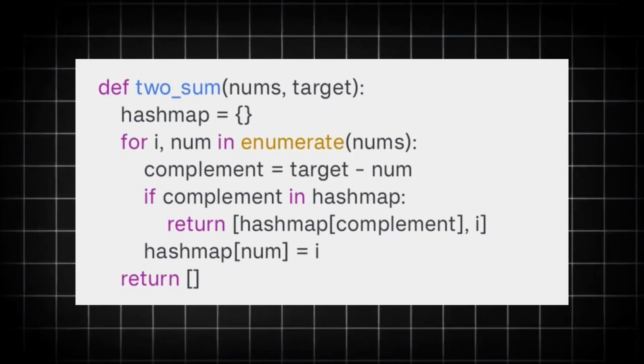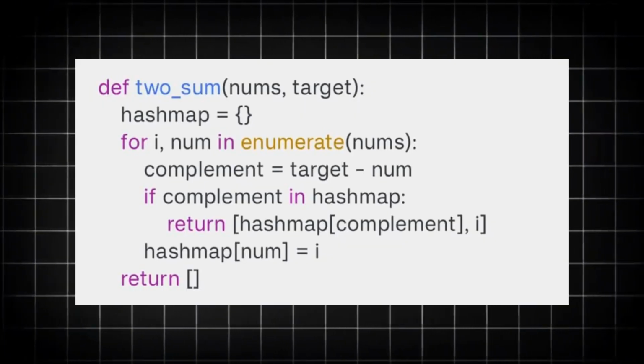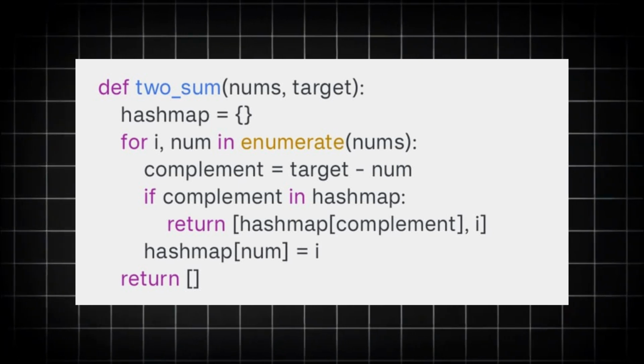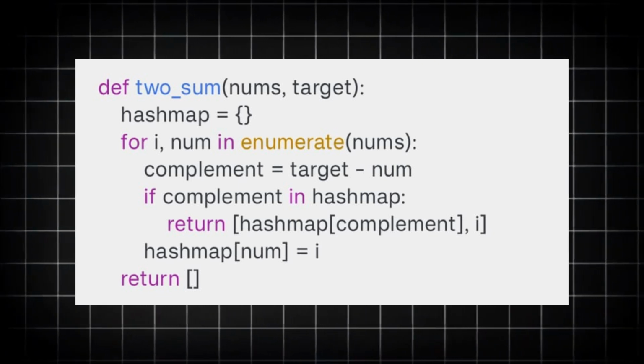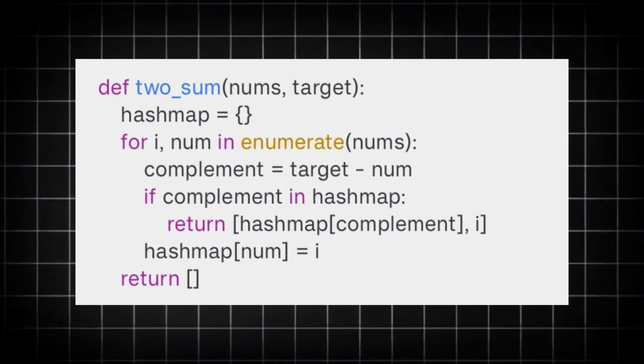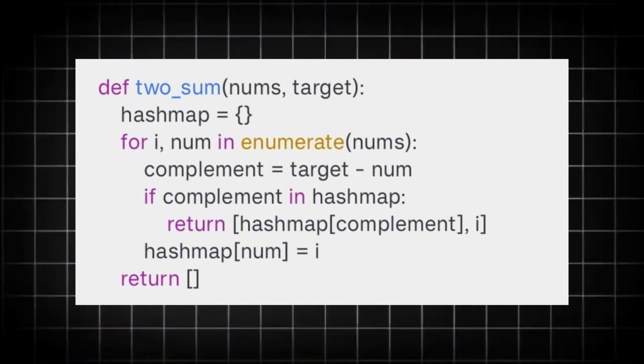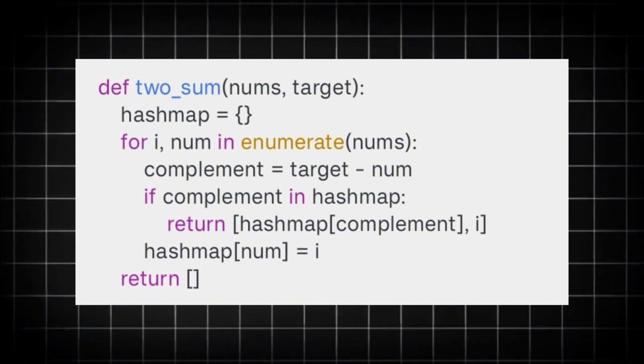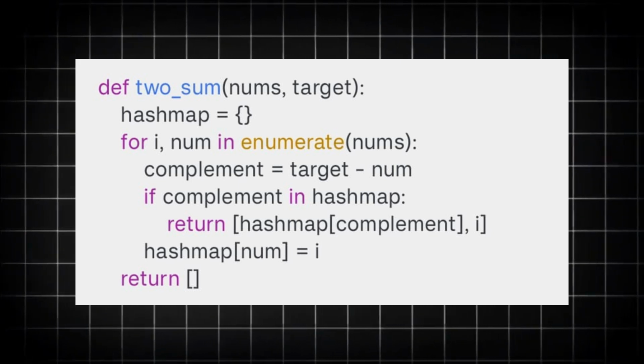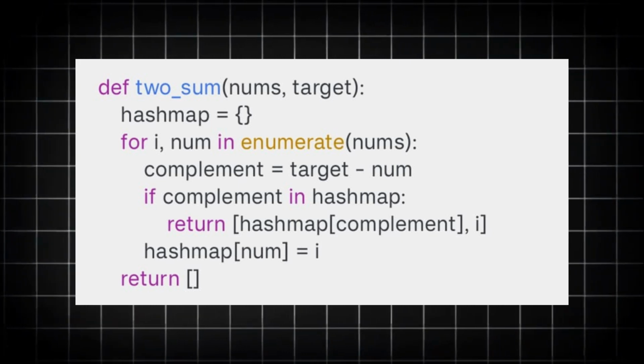Optimized solution using HashMap. def twoSum(nums, target). HashMap is empty; for i, num in enumerate(nums): complement equals target minus num. If complement is in HashMap, return HashMap[complement] and i. So now instead of looping twice, we are doing it in a single pass.